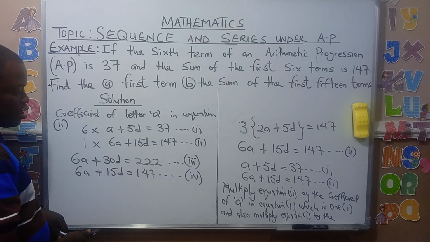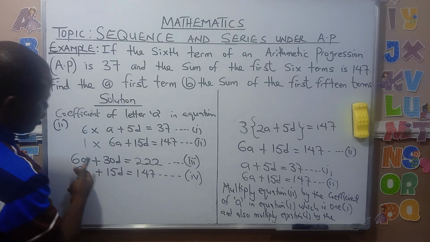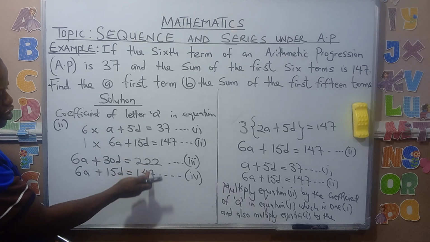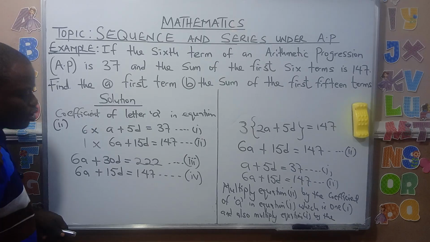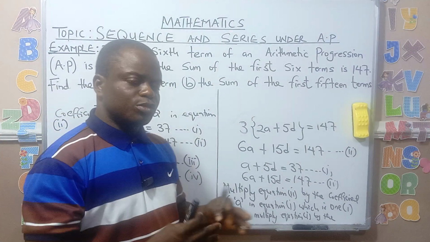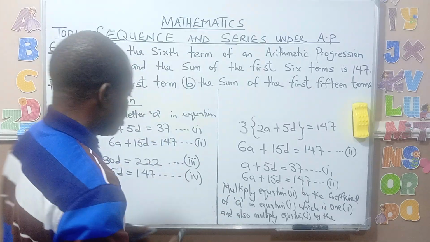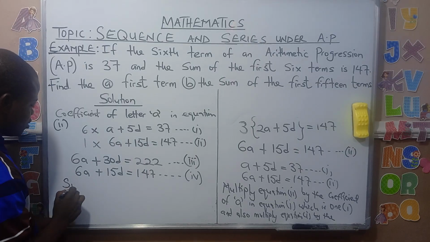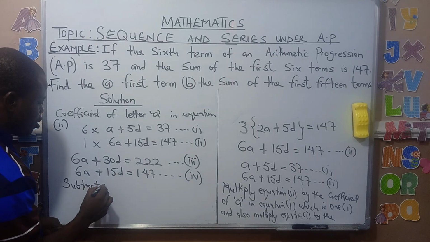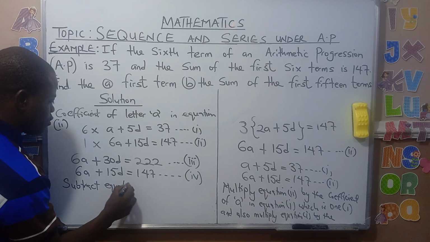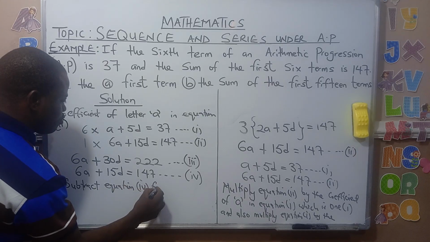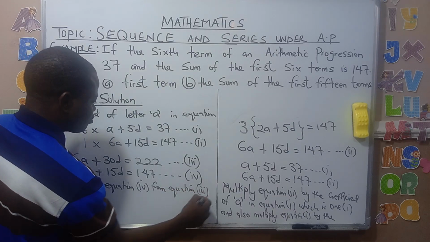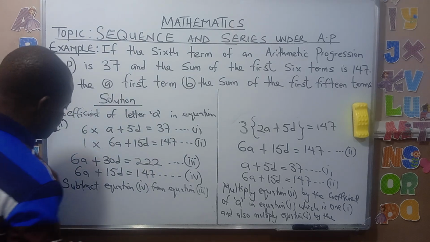You can now eliminate the letter A. You can now say subtract. Since equation 3 is greater than equation 4, we want to get an expression that will give us a positive value. So that you can make the work easier, you can now say subtract equation 4 from equation 3.